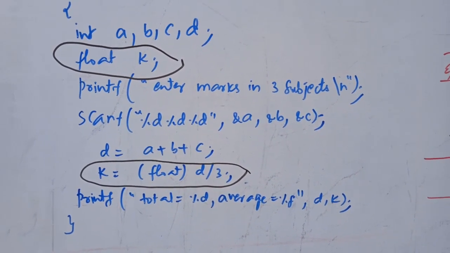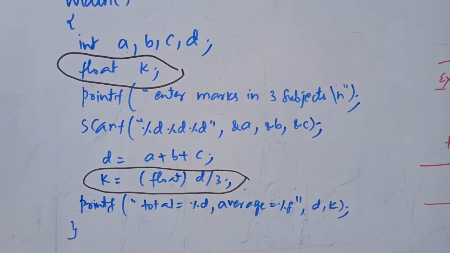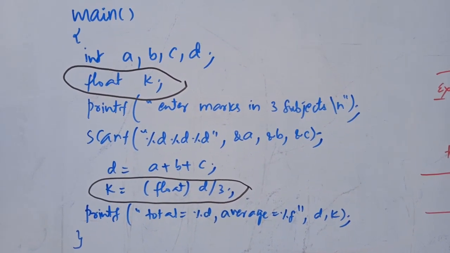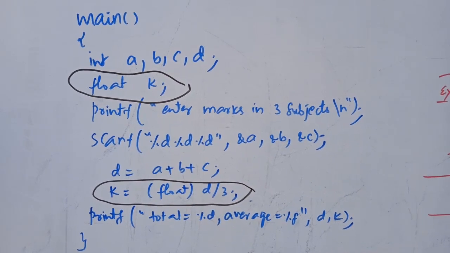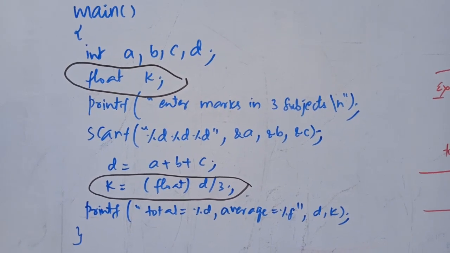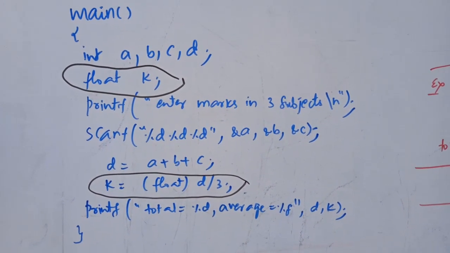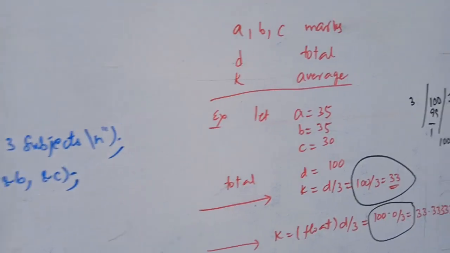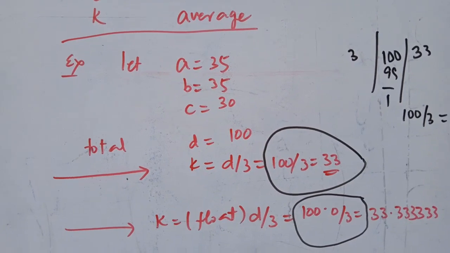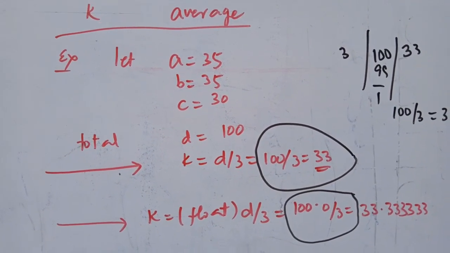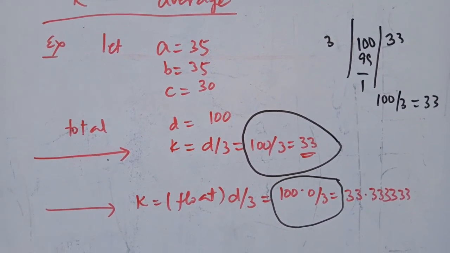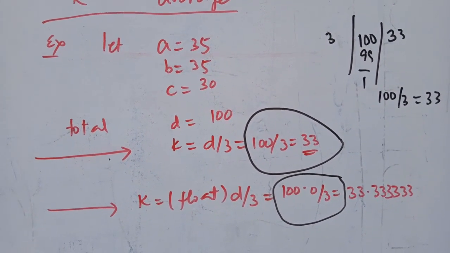typecasting. And this is a situation where we are supposed to use typecasting because all the marks of the student are integer only, and total is also integer, but average we expect in float. So see the simple example here. If the marks are 35, 35 and 30, then total is 100, and average 100 by 3 is 33 only. That is a problem here. So these are situations where we are supposed to use typecasting.